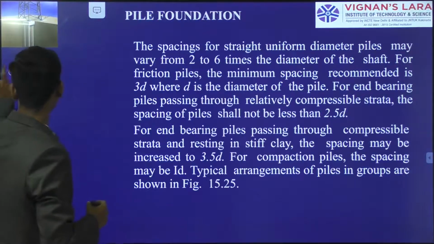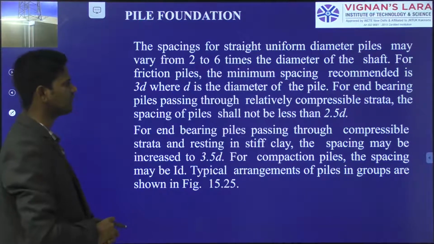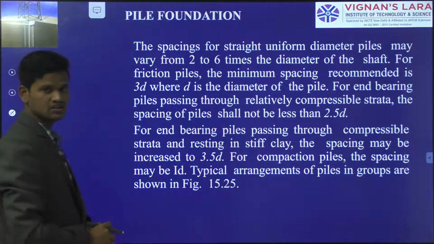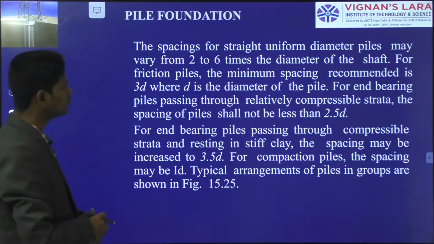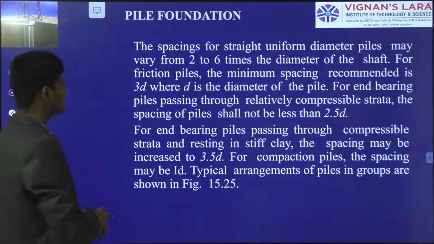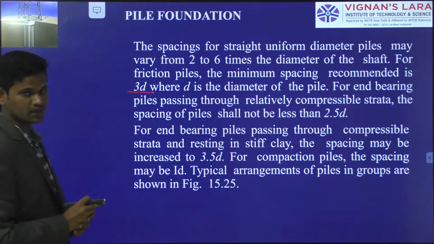This is the content. And again if you see here, the spacing for straight uniform diameter piles may vary from 2 to 6 times the diameter of the shaft. How much diameter you are providing to the shaft, that will vary from 2 to 6 times. For friction piles, the minimum spacing recommended is 3D. For friction piles, in which condition are you using the friction pile?